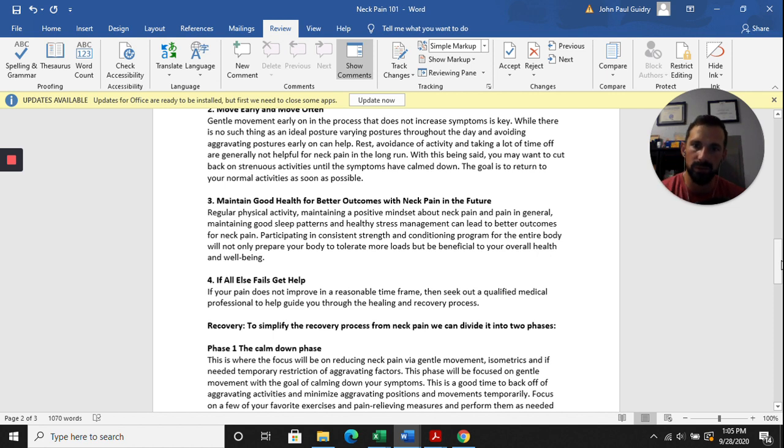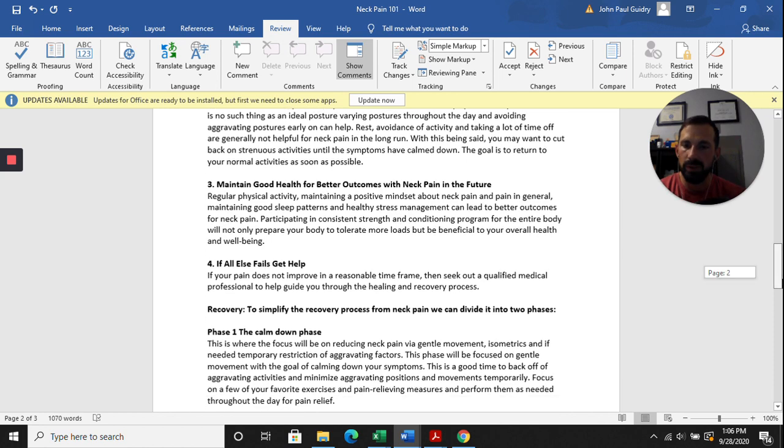Lastly, if all else fails, get help. If your pain doesn't improve in a reasonable time frame, if you've kind of gone through the steps above, then seek out a qualified medical professional to help guide you through the healing and recovery process. The main thing is not to freak out. Make the changes you need to change. Try to stay as active as you can, and if you need help, seek it.